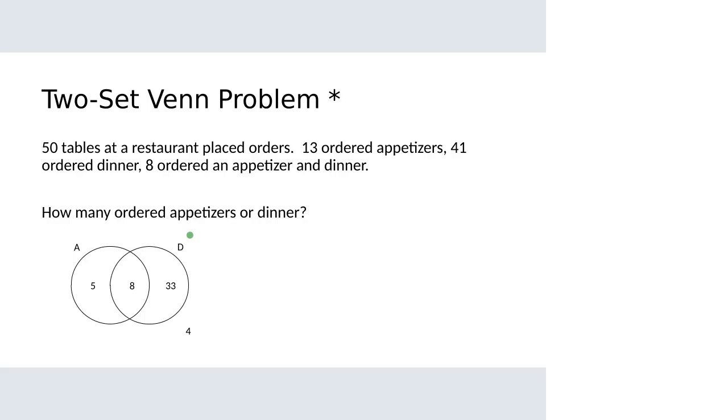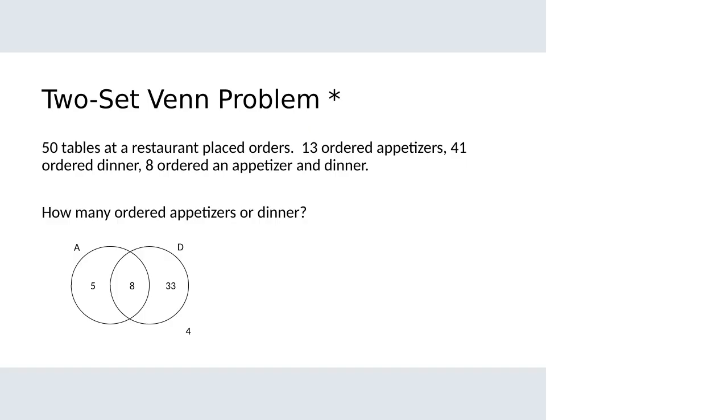All right, let's see how we did here. Okay, strong agreement. Not quite as strong as last time. So we'll make sure we talk about this one. I think I know what might have happened here. So it's a perfect thing for us to discuss. How many ordered appetizers or dinner? So that's appetizers or dinner. That's A joined with D, the union of those two sets. If we were going to shade it, it would be all of the A circle joined with all of the D circle.